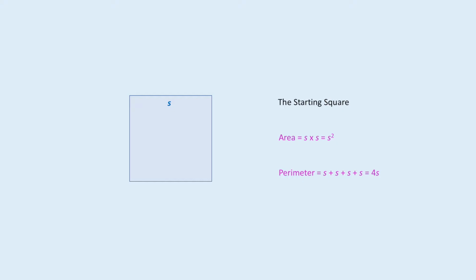We're going to be cutting the square in half in a special way, and then we're going to rearrange the resulting shapes to get a new shape. And for that new shape, we're going to ask, what's the area of the new shape, and what's the perimeter of the new shape? And as we repeat this exercise, we'll be able to investigate how the area and perimeter of the newly arranged cutouts compared to the area and perimeter of our original square.